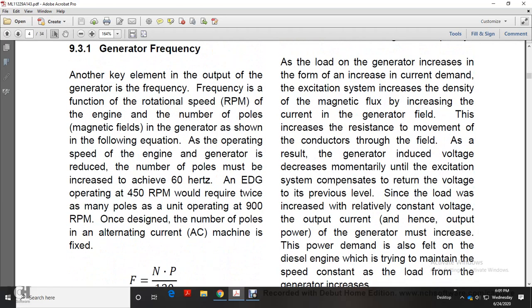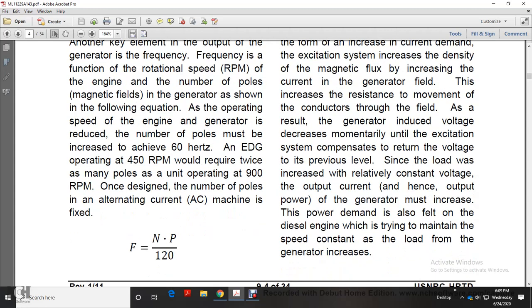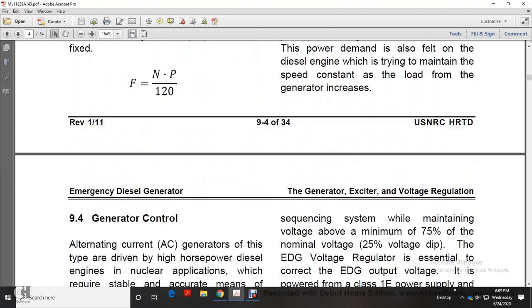As the load on the generator increases, the current demand increases with it, and the excitation system increases the density of the magnetic flux and the current in the generator field, with an increase of the resistance to the movement of the conductors through the field. As a result, the generator induced voltage decreases momentarily until the excitation system compensates to return the voltage to the previous level. Since the load was increased at a relatively constant voltage, the output current, and hence the output power of the generator, must increase. The power demand is also felt by the diesel engine, which is trying to maintain constant speed as the load from the generator increases.